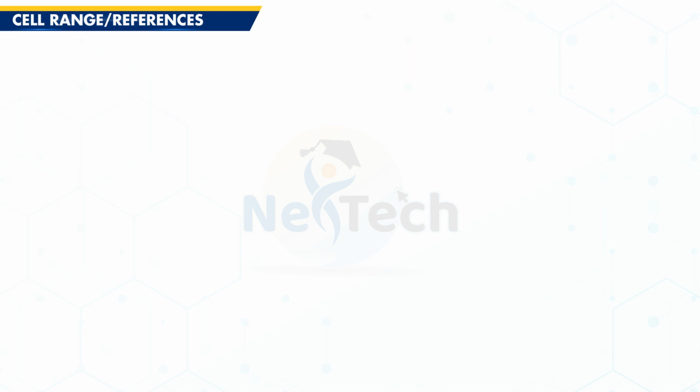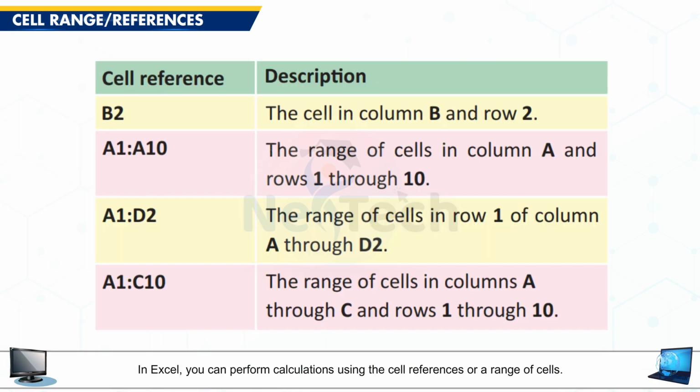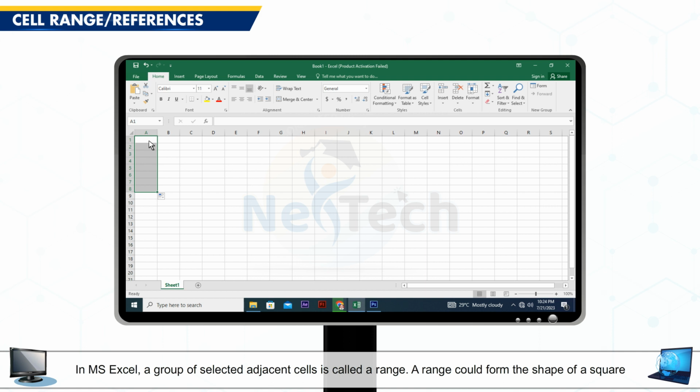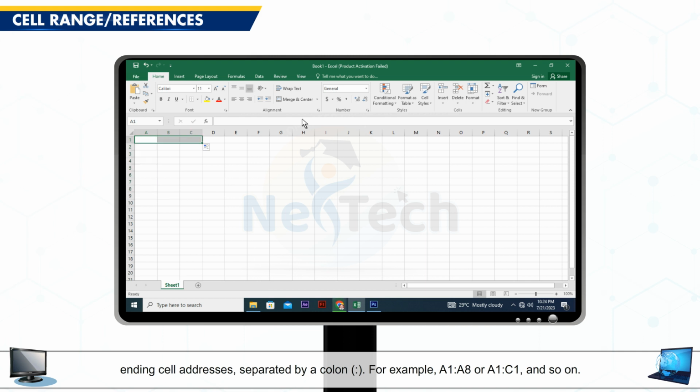Cell range or references. In Excel, you can perform calculations using the cell references or a range of cells. A cell reference could have a single cell address or a range. In MS Excel, a group of selected adjacent cells is called a range. A range could form the shape of a square or a rectangle which varies as per the selection of cells. A range is defined by entering the starting and ending cell addresses separated by a colon. For example, A1:A8 or A1:C1 and so on.